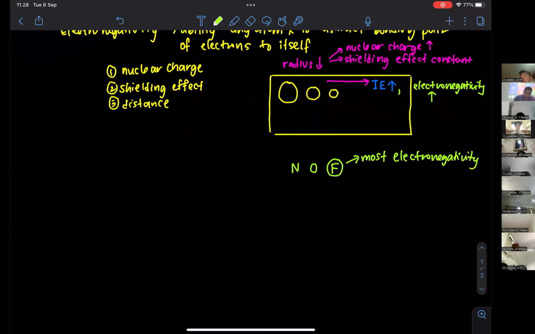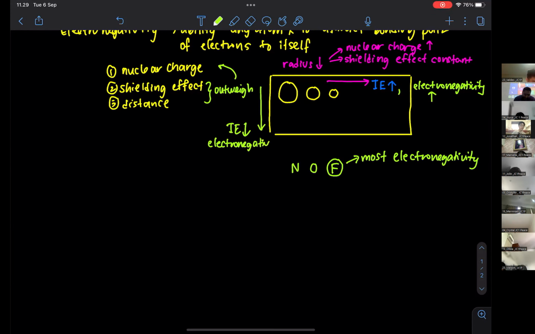The same thing when you go down the group: nuclear charge is increasing, but because there is an increase in the number of shells, the shielding effect is more and the distance is more. Both shielding effect and distance will outweigh the increase in nuclear charge. Therefore, ionization energy decreases, and it is easier to remove the electron. The same thing, electronegativity, the ability to attract the electron, will also decrease. So please remember that.